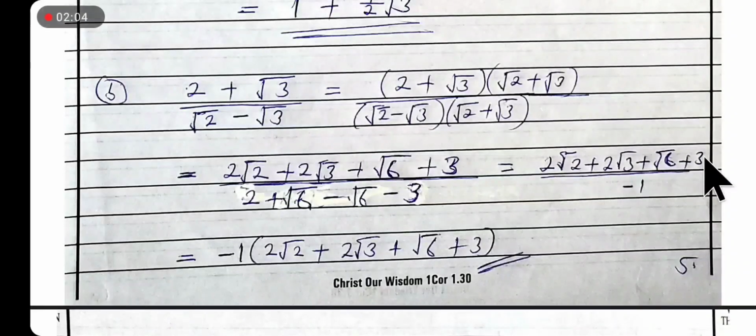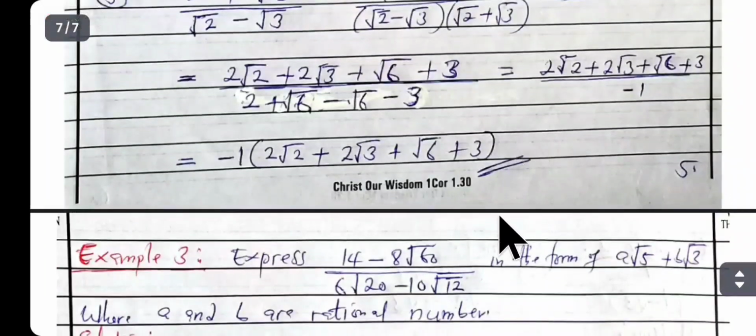So therefore, if you go up here, you discover that we have 2 root 2 plus 2 root 3 plus root 6 plus 3, which is the numerator, all over the denominator. You discover that this 2 minus 3 will give us minus 1, then plus root 6 minus root 6 is 0. It has gone already. So all of this, all over minus 1. So this, if you divide by minus 1, is the same thing as minus 1 into bracket of all of what we have as the numerator. So that is what we are going to have there.